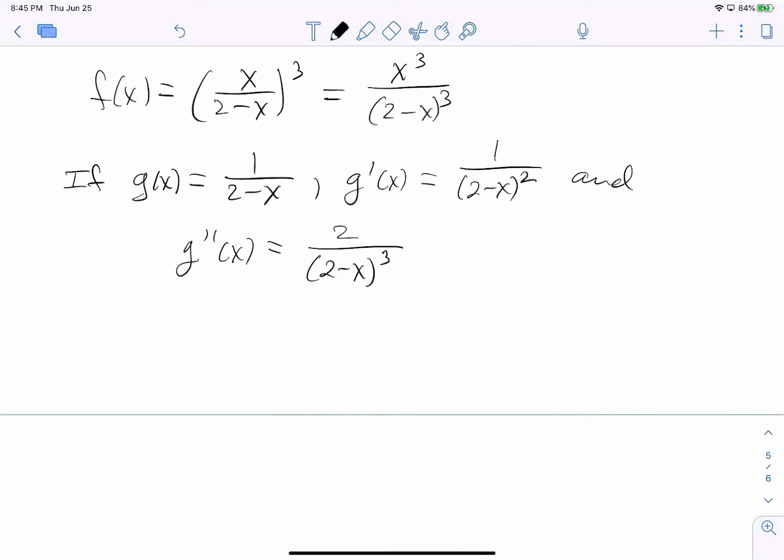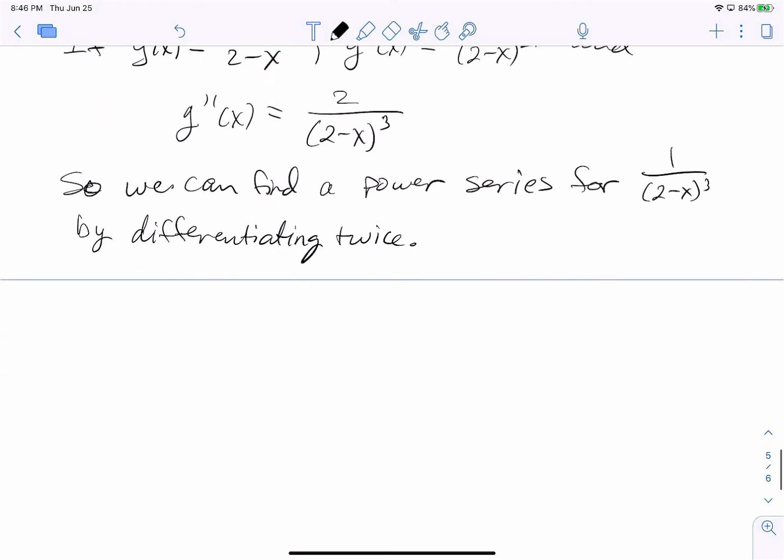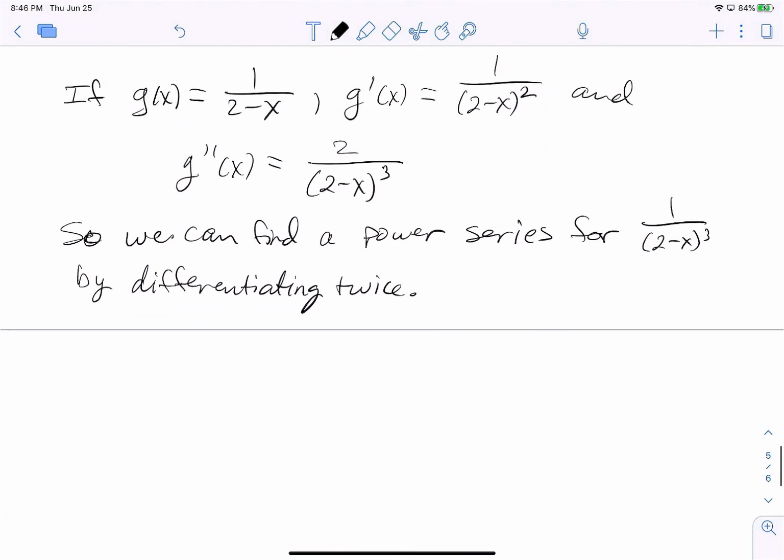What this means, though, is that we can find a power series for 1 over the quantity of 2 minus x cubed by differentiating twice. And then when we're done with all that, we'll bring in the x cubed that's in the numerator like we're supposed to. One more thing I almost forgot.